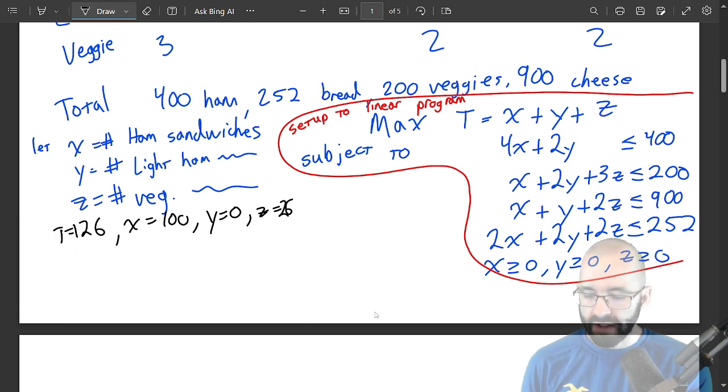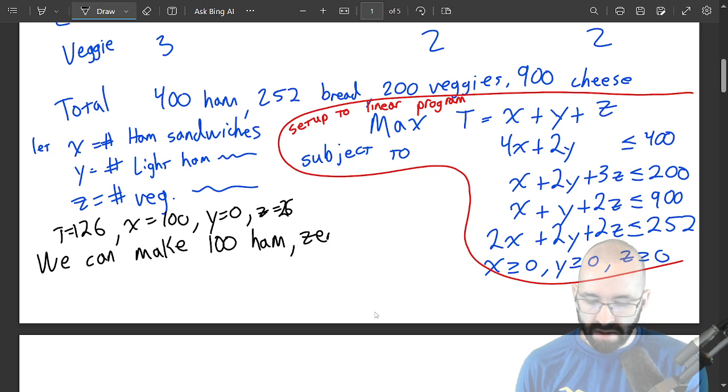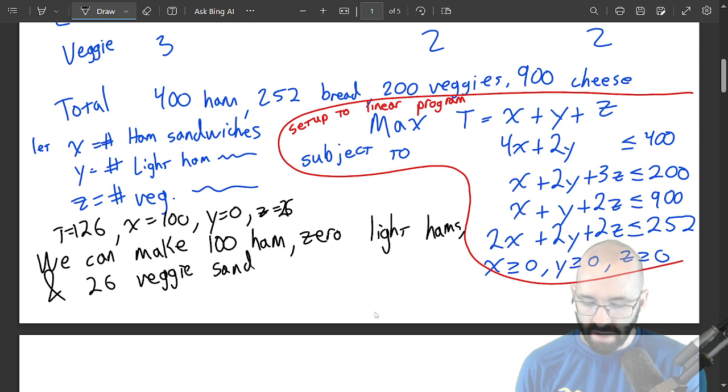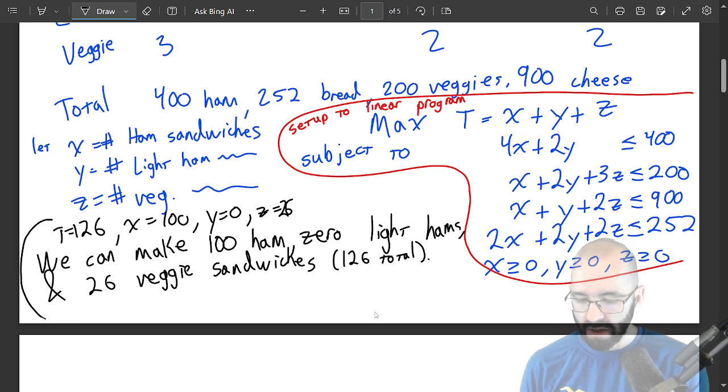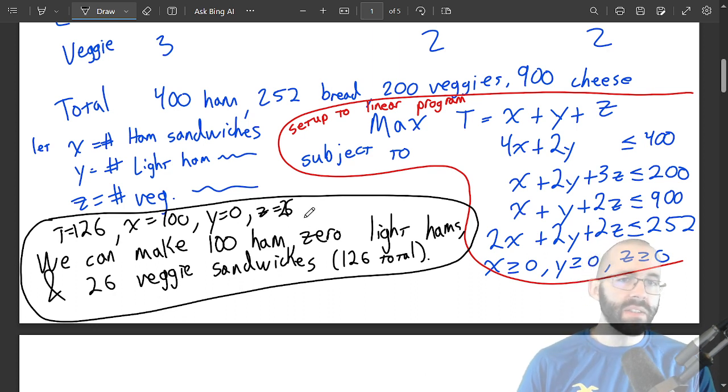All right, so we can make 126 sandwiches. 100 ham sandwiches. 0 light hams. And 26 veggie sandwiches. And that's 126 total sandwiches. If we want to maximize our sandwiches, this is our answer to the problem. And we want to make sure that this makes sense. Okay? So we box our answer.